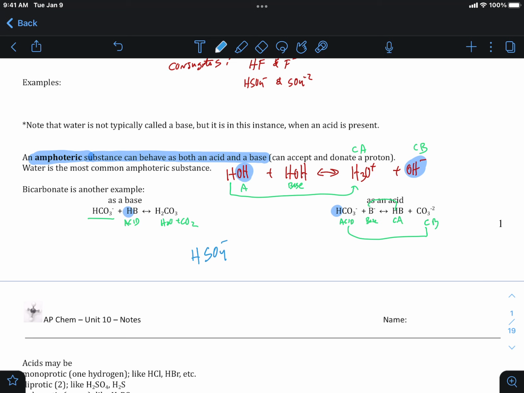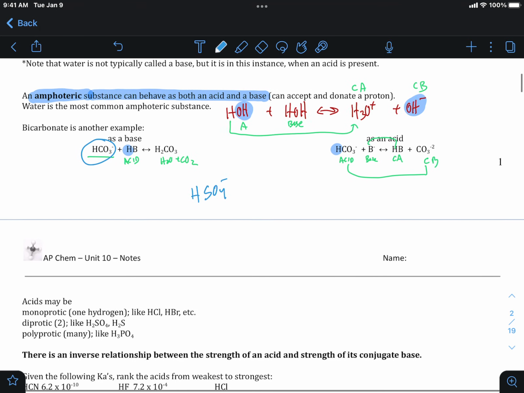The best ones are bicarbonate by far, right? When in doubt, if you need to neutralize anything and you want to keep things safe, bicarbonate's a nice one to use. Okay.